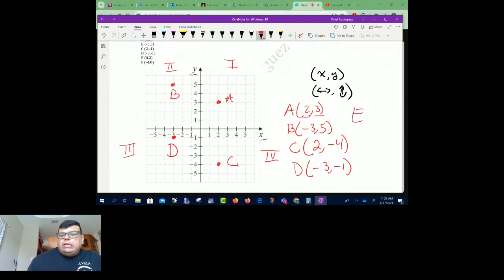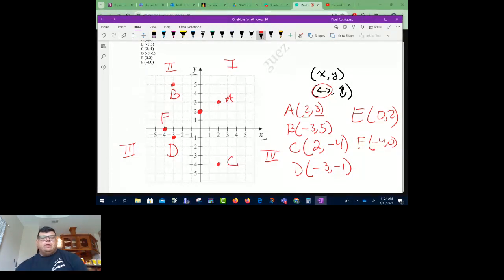And then, y'all, my point E is the point 0 and 2. Remember, y'all, if the first number tells me how to move left and right and is a 0, I'm not going to move left and I'm not going to move right. I'm going to move up. And then finally, my point F, y'all, is the point -4 and 0. And so, y'all, if my point is the point -4 and 0, I'm going to move to the left 4, and then I'm going to stay right there. And that's my point F.